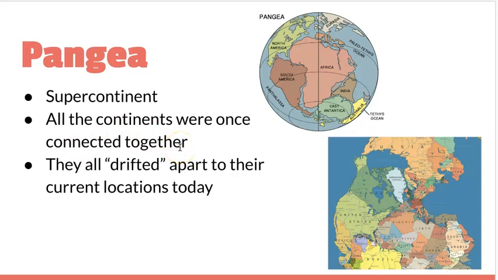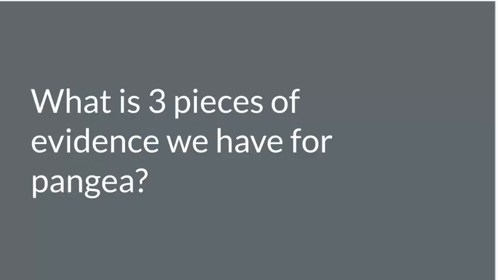But because of plates moving along on convecting currents on the magma of the Earth's layer, or the mantle of the Earth's layer, we see the continents that we have now. But you can kind of look at the continents we have now, and you can see how Pangaea was all connected before all of them drifted apart to their current locations today.